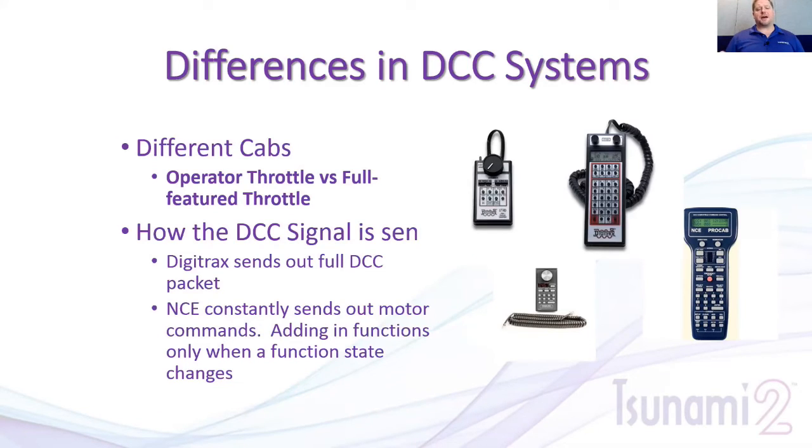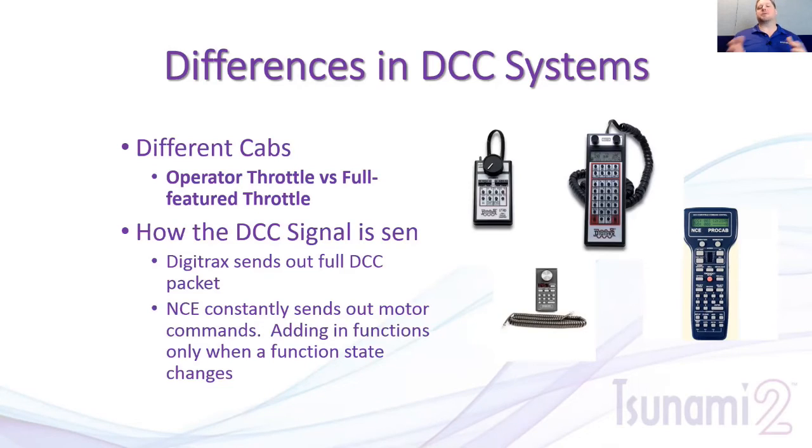But the other thing here is how the DCC signal is sent. The one thing I've noticed over the years is DigiTraxx sends out a full DCC signal packet. What that means is that it's sending out a full command every time. So if your locomotive is running along, loses power, comes back on, all of your functions are going to match the state again and continue on. NCE, on the other hand, sends out continuous motor commands, but will only send function commands when a function state changes. That means when function 0 or whatever is turned from off to on or on to off. It will only send a function command out then.